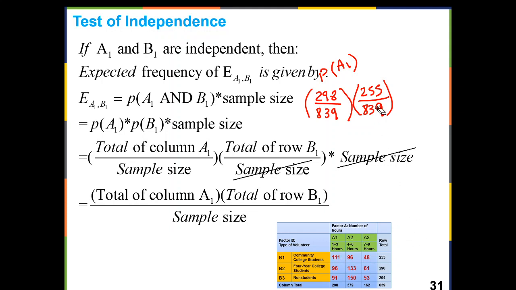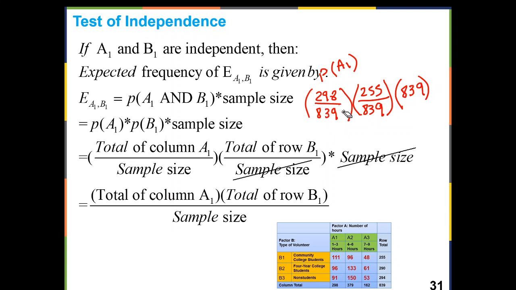Well, let's see. We're going to multiply that by what? By the number of volunteers that we surveyed. And this number is what's expected to be there if we assume that these two variables are what? Independent at this level. So if A1 and B1 are independent, the number we should have gotten here is this.